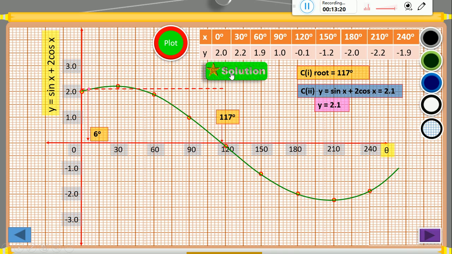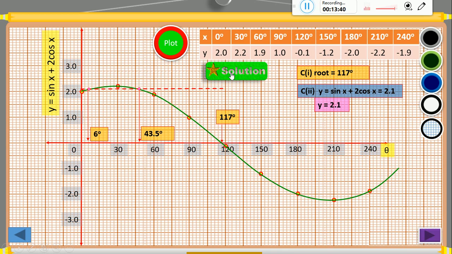The value of theta when y is equal to 2.1, the first value is 6 degrees. Now the second value is being highlighted. We drop our arrow. The value again is 43.5 degrees.